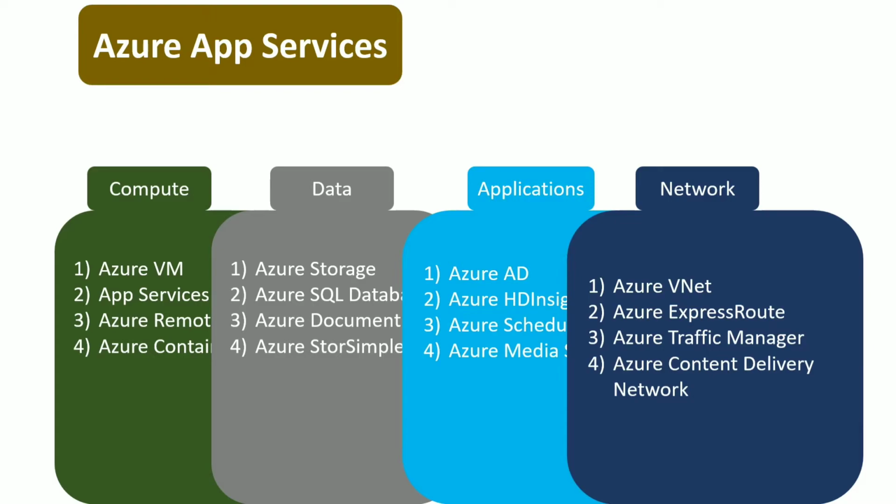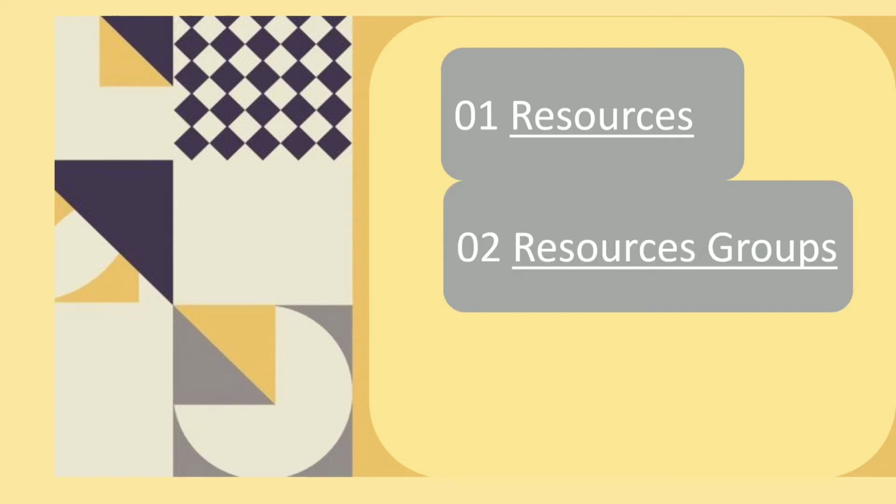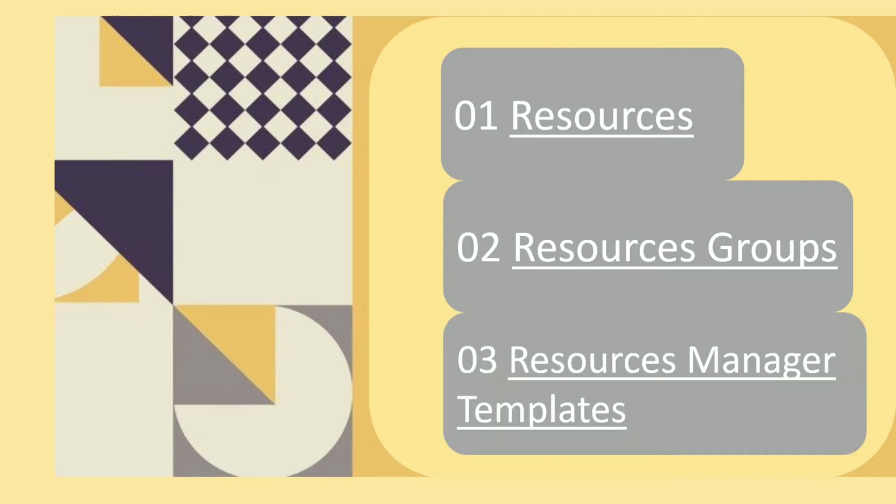Now there are 3 things I would like to highlight. The resources are virtual machines, storage accounts, or SQL database. All of these are individual resources. Each resource can be created, managed, and deleted individually or as a group. Second is a resource group. It is a container that holds related resources for an Azure solution. And last is a Resource Manager template. It defines one or more resources to deploy to a resource group.